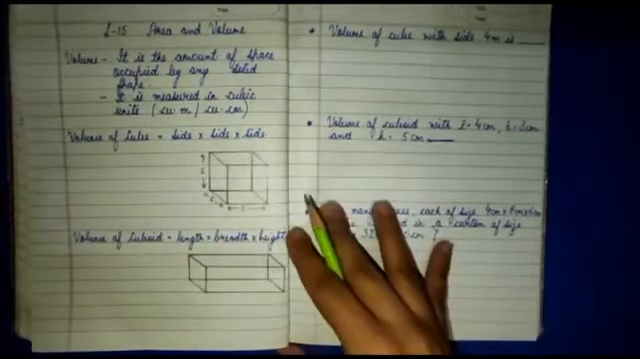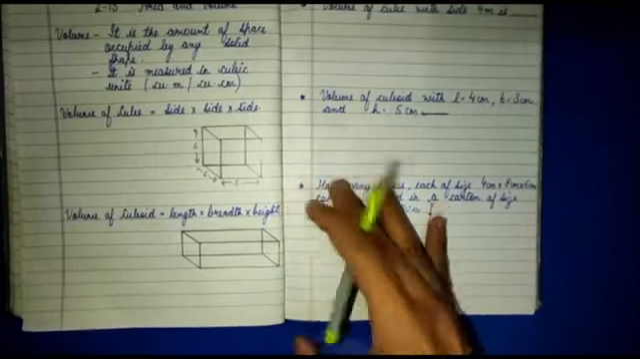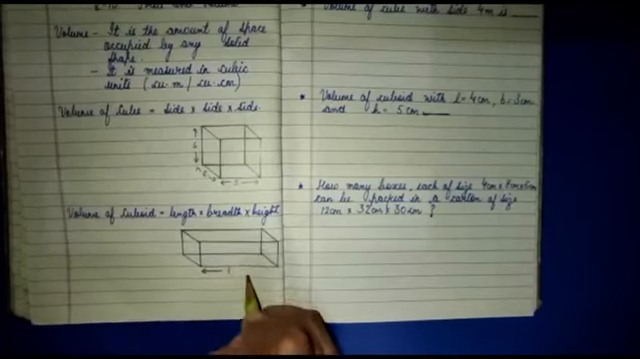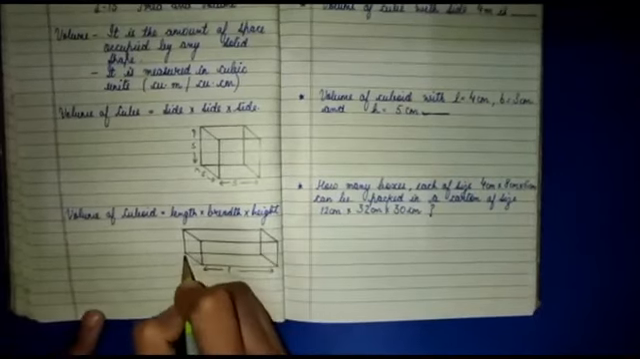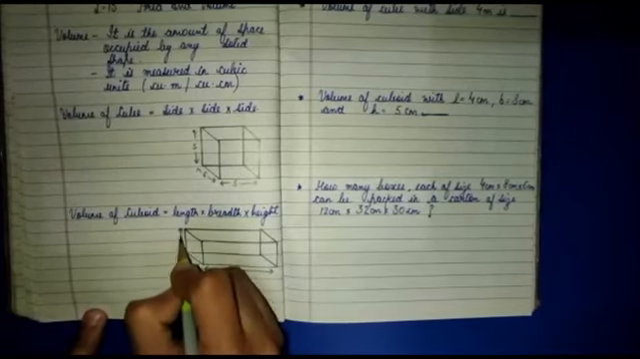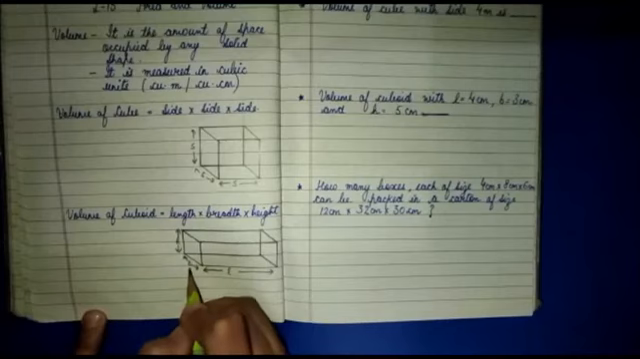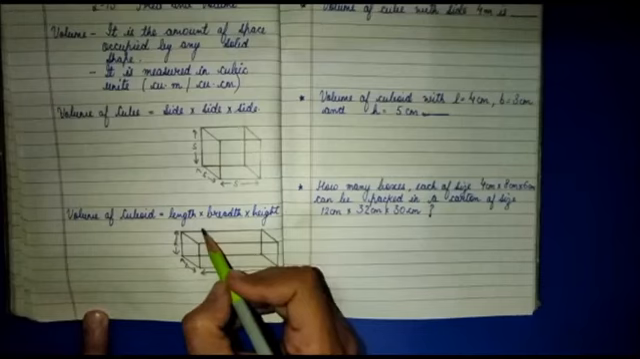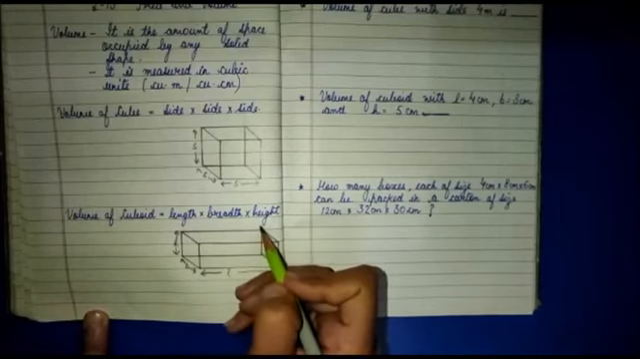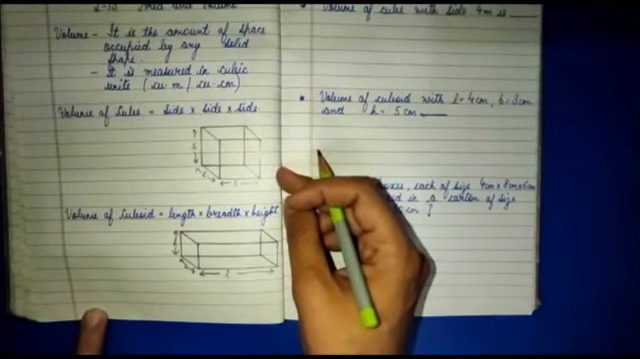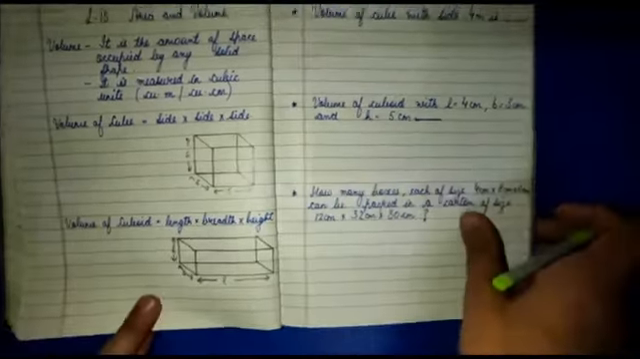Now let's come to cuboid. Here also you have the same kind of formula, but here we have different lengths. Suppose this is the length L, this is the breadth B, and this is the height H. So the formula to calculate the volume of cuboid is length into breadth into height. These are the two formulas we are going to use to calculate the volume of cube and the volume of cuboid in this particular topic. Now let's take few questions.